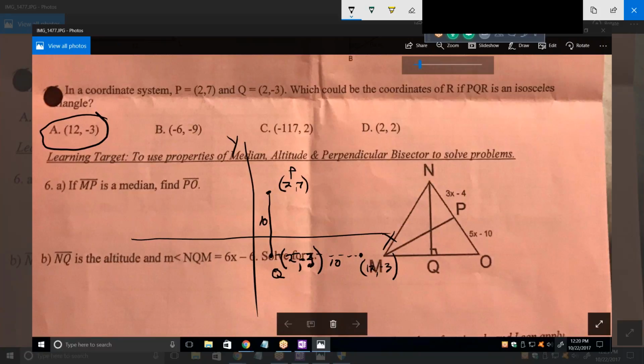-6 minus 9. Well, -6 is about there, -9 is there. Question is, clearly that's the only side that could be 10, and you'd have to do a lot of complicated math to figure out whether that distance is 10. You'd have to use the distance formula between 2 points. Only one of these answers is correct.